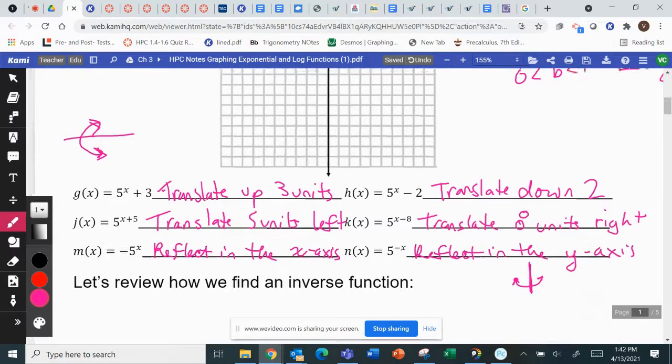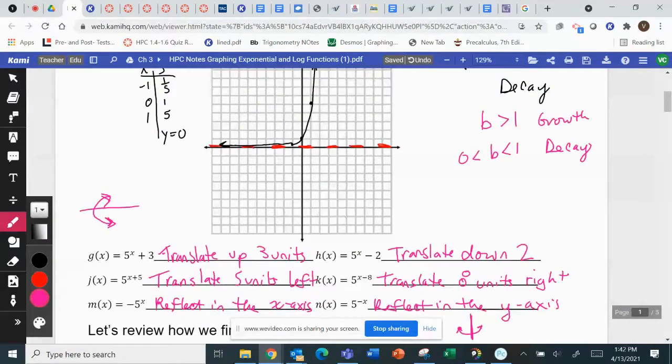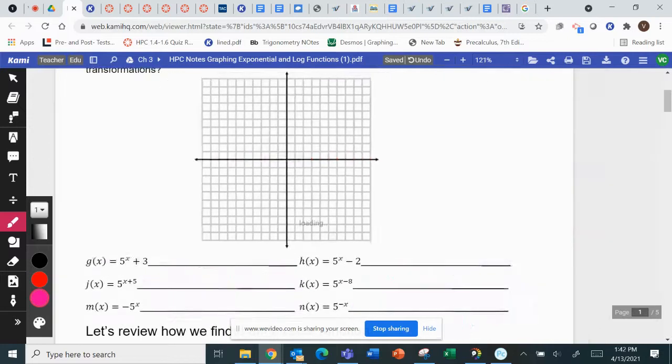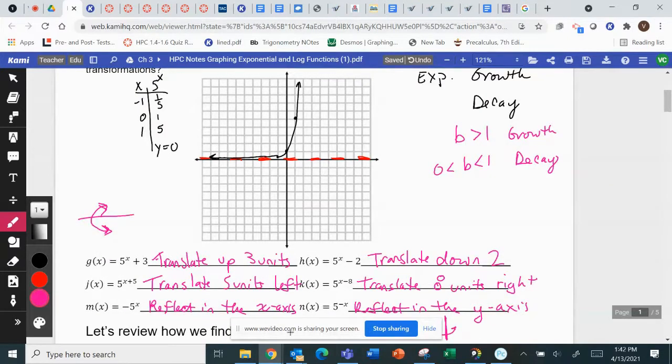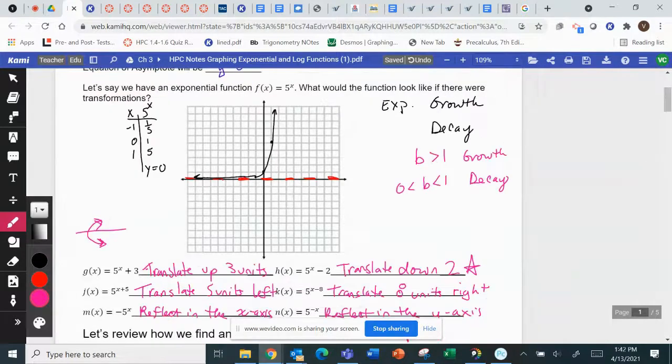So just to actually graph one of these, how about, I don't know, this h of x, we'll graph that one. Translate down 2. Remember in our table, if it's something that affects the y's, then we will make a new column in our table. And I'm going to subtract 2 from each of those. So 1/5 minus 2 is going to be negative 1 4/5.